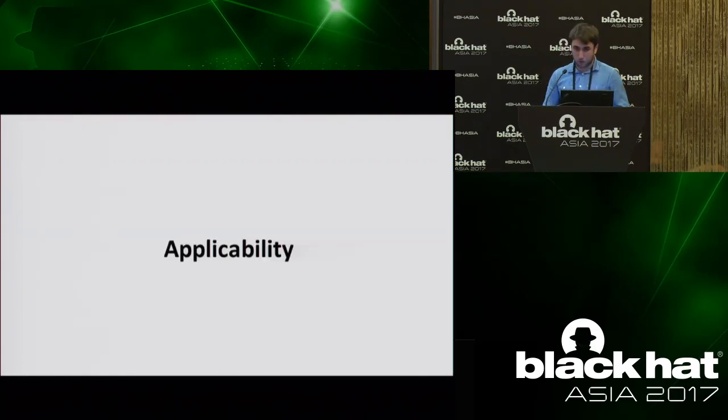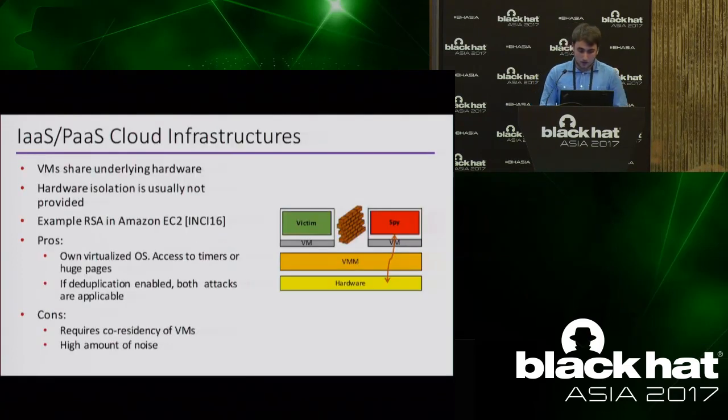Cool. So let's see where we can apply this. These attacks can be executed under the assumption of hardware co-residency. The first scenario that comes to my mind for hardware co-residency is the cloud. In the cloud it's quite easy to share hardware with another person. You just rent a VM, and you get to share hardware with another person. You don't know who, but we'll talk about that later.